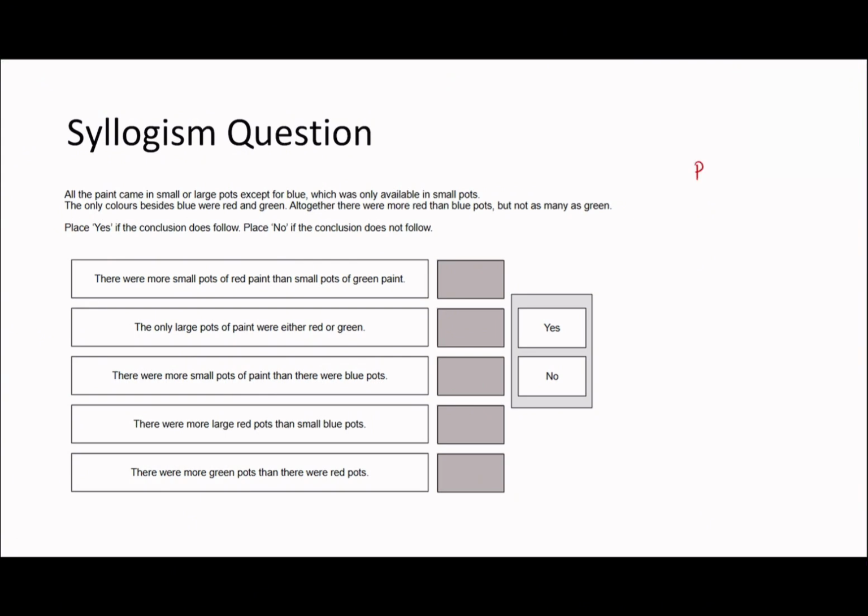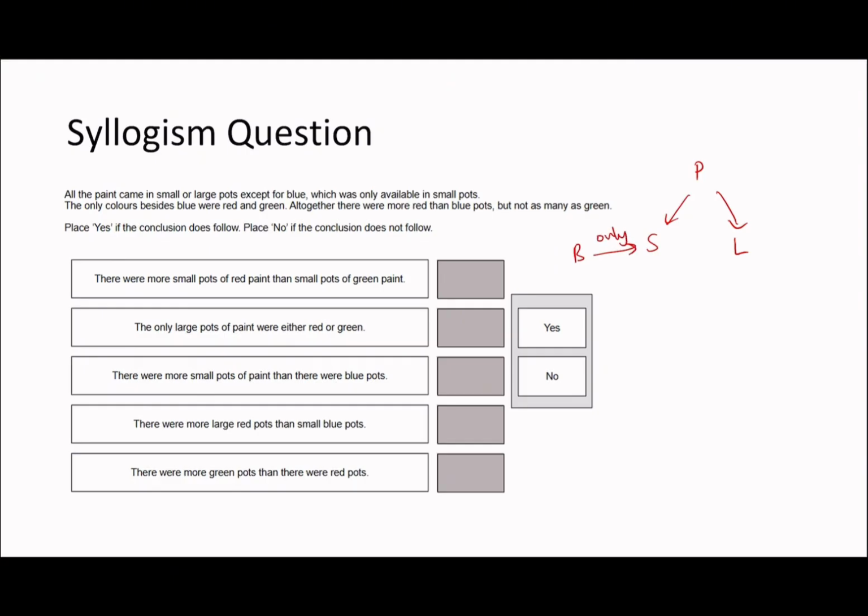So all of the paint came in small or large pots, except for blue, which was only available in small pots. So what I can do here is put blue and I can put "only". And this is what I mean.